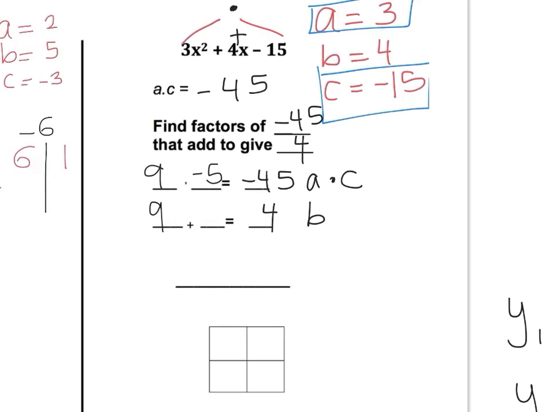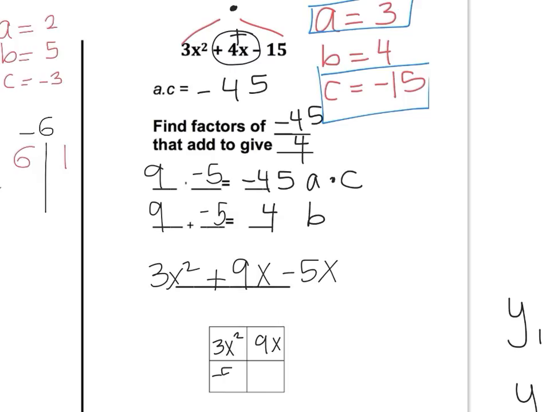9 times negative 5 is a negative 45. 9 plus negative 5 is a 4. Now once I find those 2 numbers, I need to split the middle term into those 2 numbers. So I copy the first, turn down, and I fill one part of the box with that. I split the middle term 4x into plus 9x and minus 5x, and let's put those in the box as well. It doesn't matter if you switch those 2. Okay, you will still get the same answer.